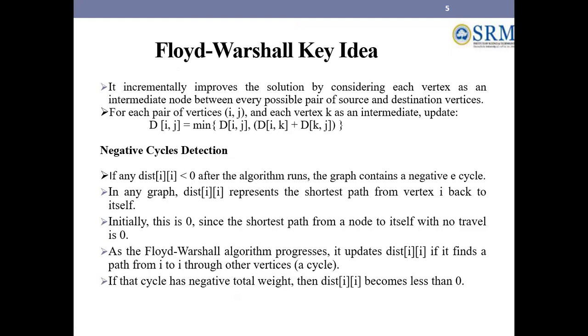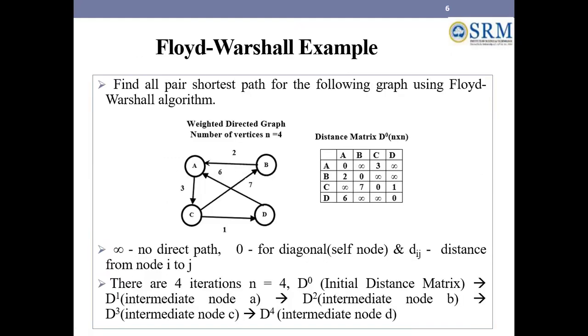So this Floyd-Warshall algorithm is not suitable for a graph that has a negative cycle. If the cycle has negative total weight, then the distance matrix value becomes less than 0. If the diagonal value becomes less than 0, the graph has a negative cycle. So we can't apply Floyd-Warshall algorithm to a negative cycle graph. And we will see one example.